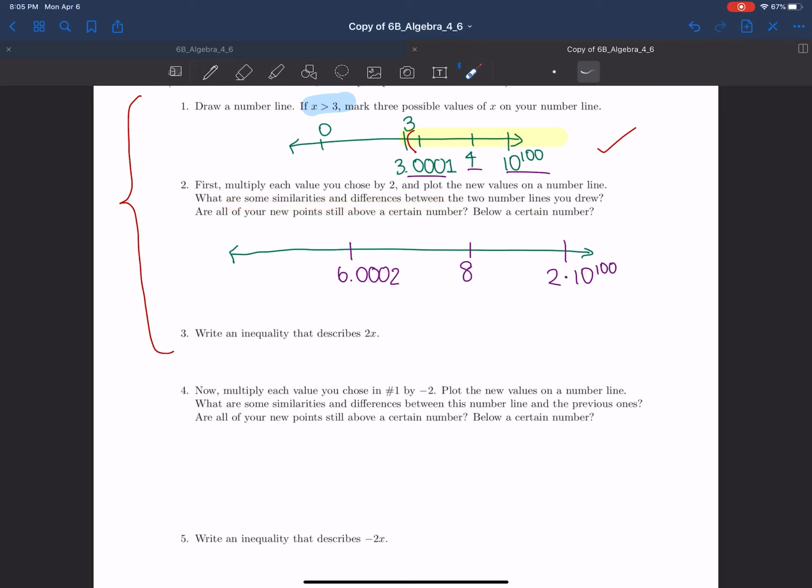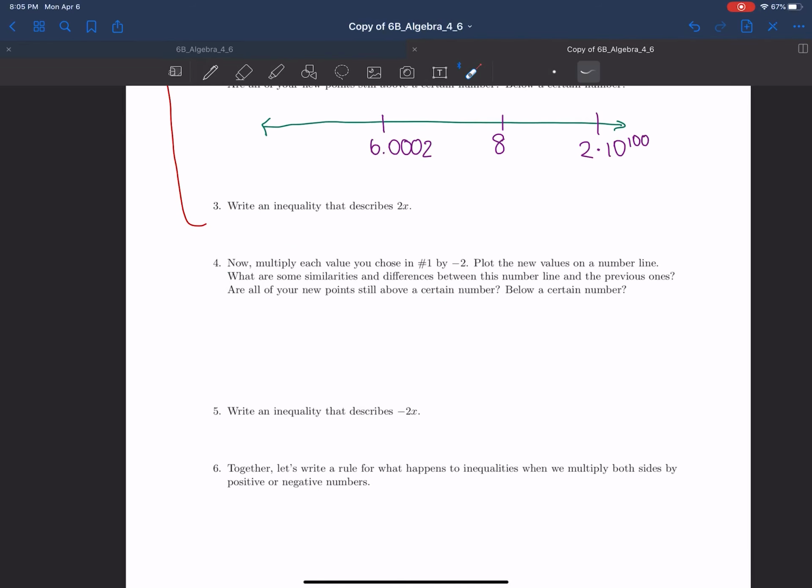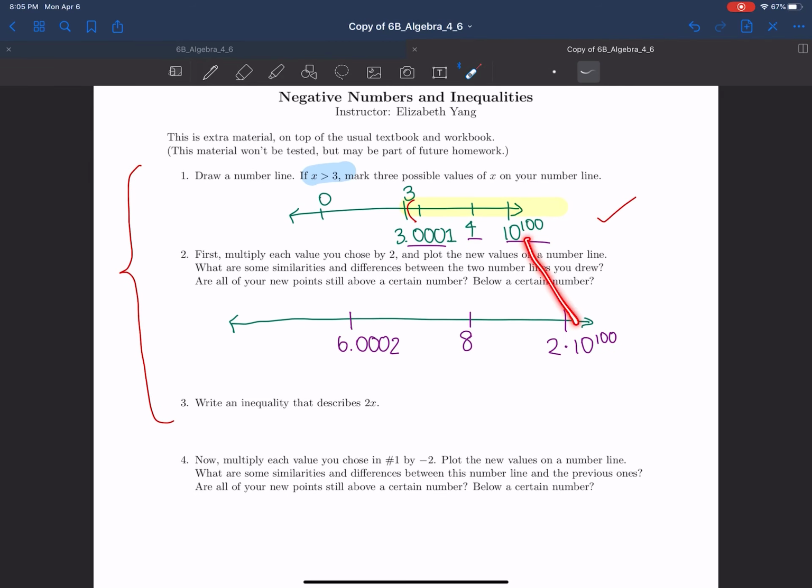Okay, so the question is asking, what are some similarities and differences between the 2 number lines you drew? Well, one similarity is actually the order of the numbers stays the same. The number corresponding to 3.0001 is still the most to the left on the number line. The number corresponding to a googol is still the most to the right. So the order of the 3 markers, when I multiply them by 2, has not changed.